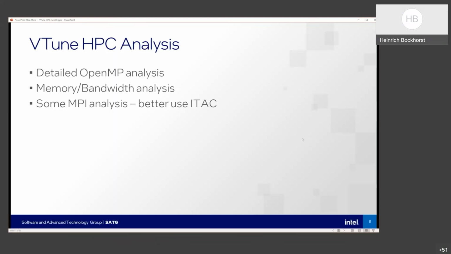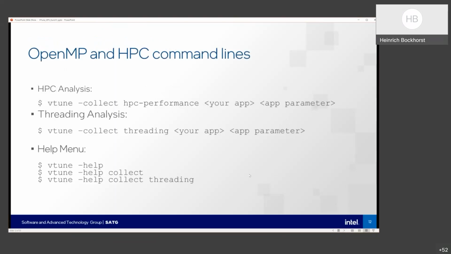Some MPI analysis, but better use ITAC for this purpose to get a more in-depth overview of MPI behavior. So the command lines for OpenMP and HPC, you see vtune collect hpc-performance is the analysis of choice.